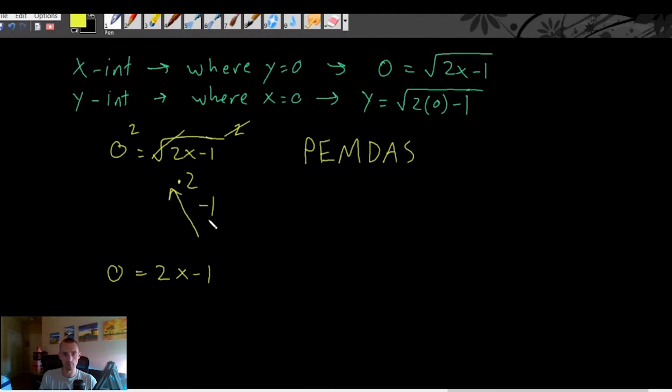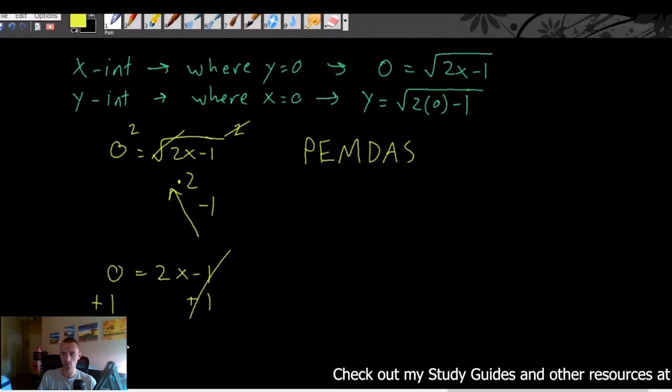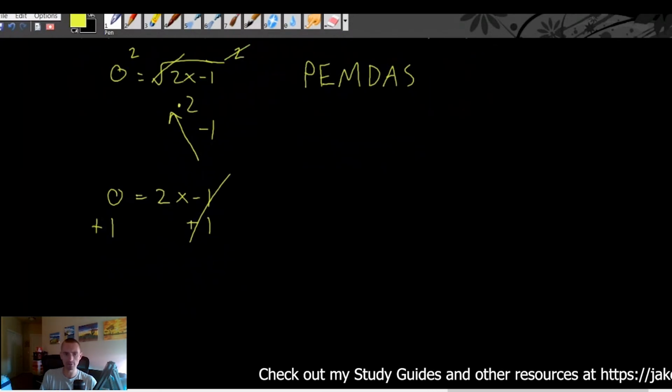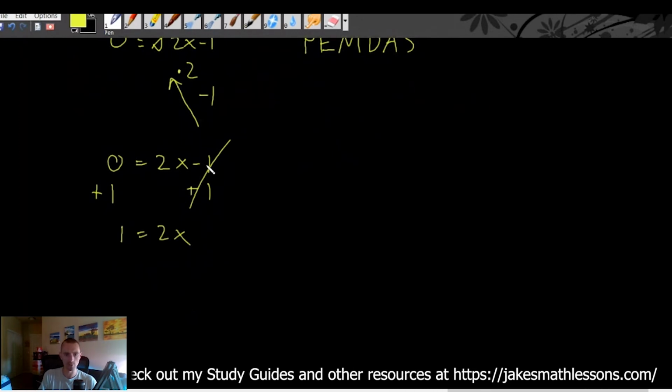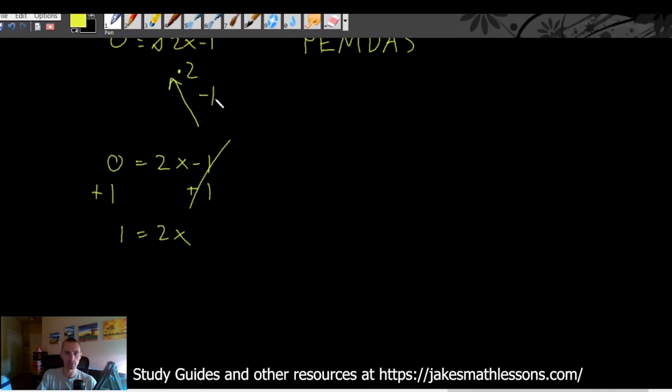Now we need to deal with the minus 1. The opposite of minus 1 is plus 1. So if we add 1 to both sides of our equation, that'll cancel the minus 1 on the right side. 0 plus 1 over on the left side of our equation is 1. Since we canceled the minus 1 over here, we just have 2 times x. So we've dealt with the subtraction of 1.